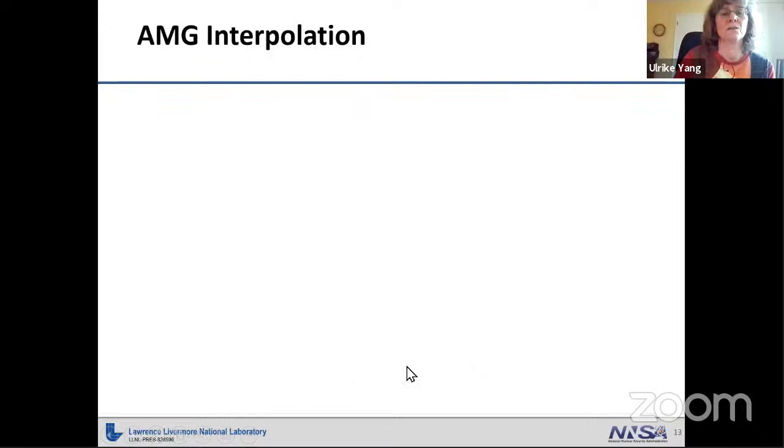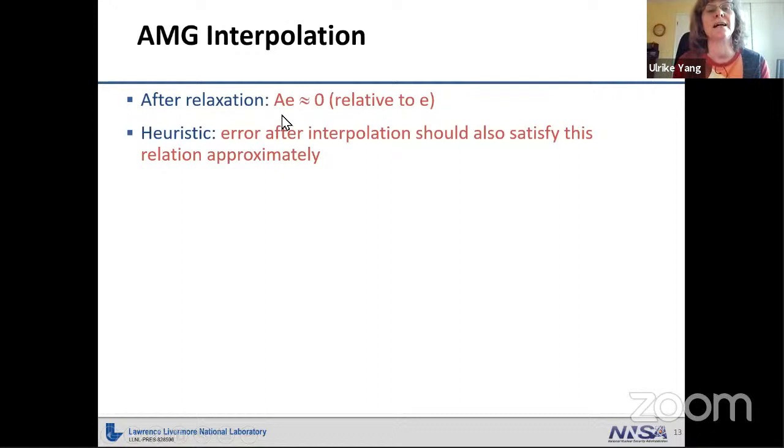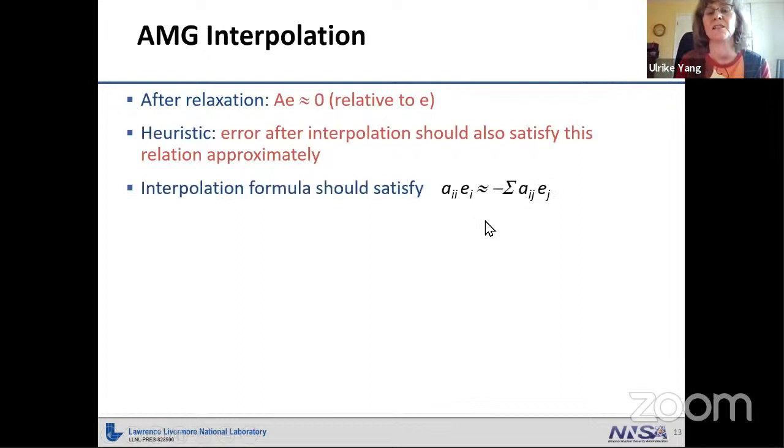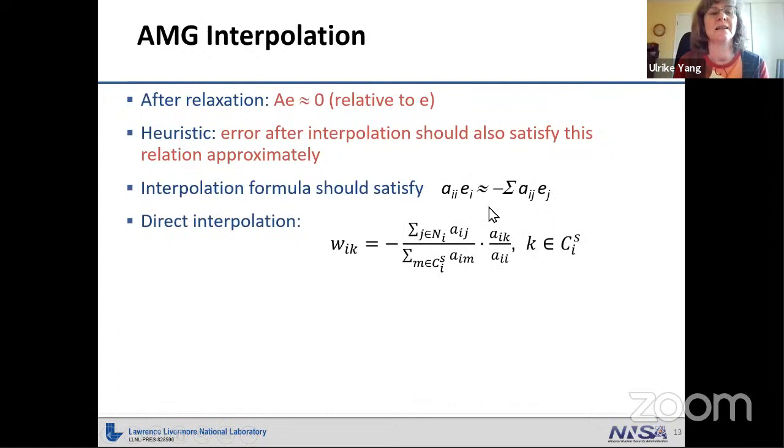So AMG interpolation was essentially motivated by wanting to make sure that after you relax, your error satisfies A times the error is approximately zero, because you want to smooth errors quickly, right? And so you do want to make sure that your interpolation also satisfies this. So your interpolation formula should satisfy the following equation. And one interpolation that does this is direct interpolation.